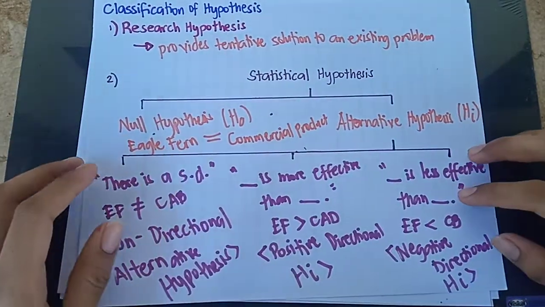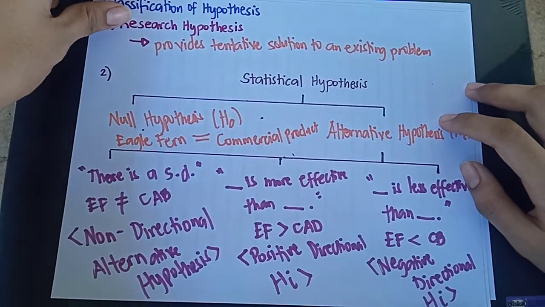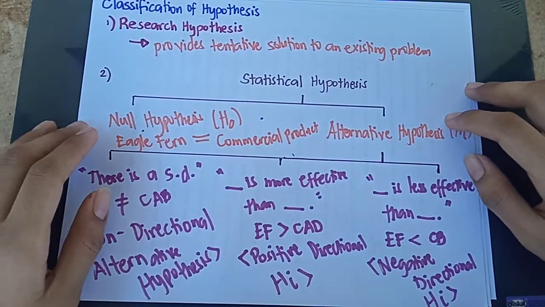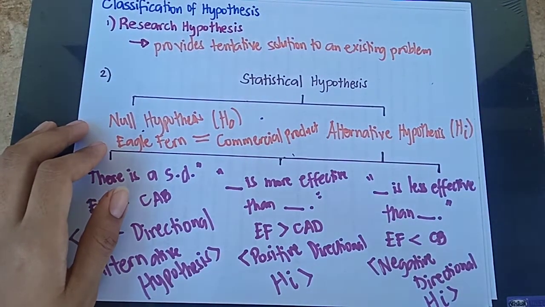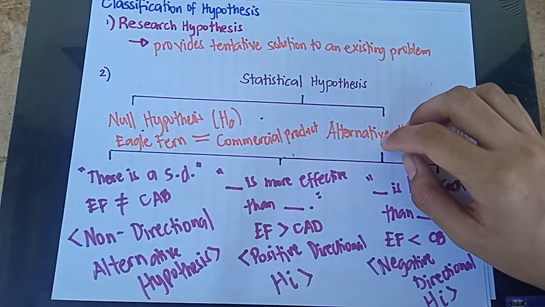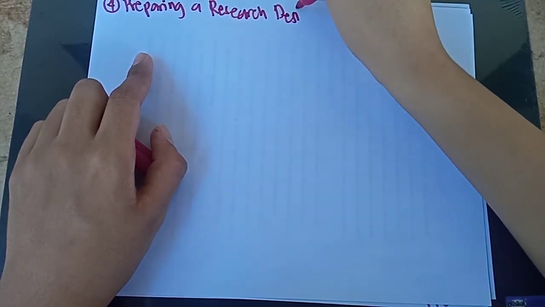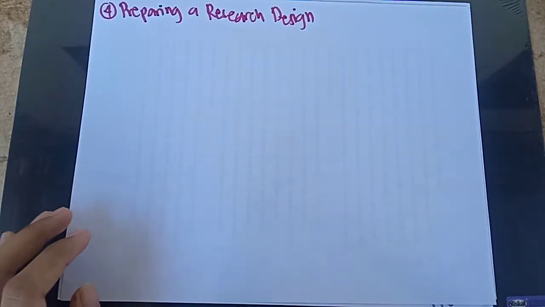Okay, so with that said, we can now formulate the research title, which we have done earlier. And as we formulate the research title, we are now ready to prepare a research design. So, after we hypothesized, we are now ready to prepare a research design. Preparing a research design. Okay? So, let's have preparing a research design.